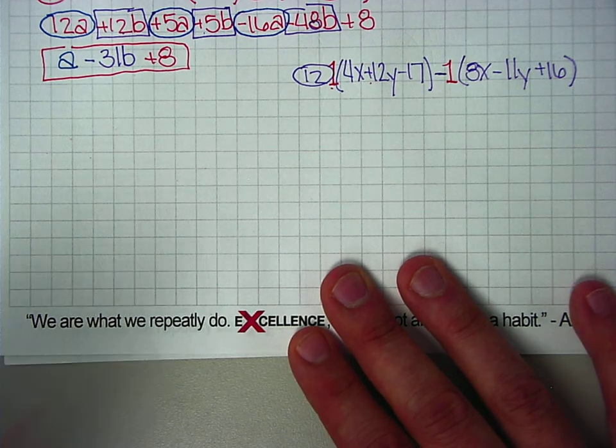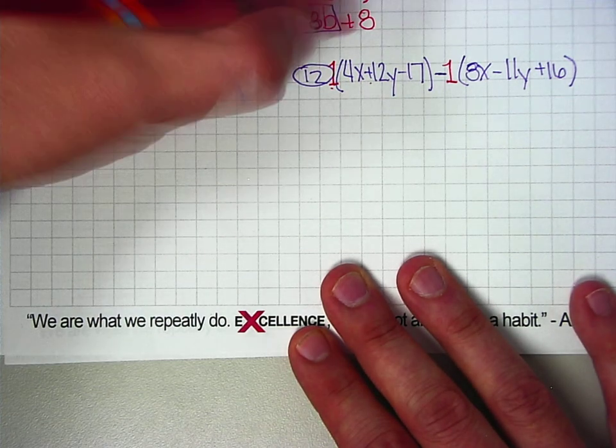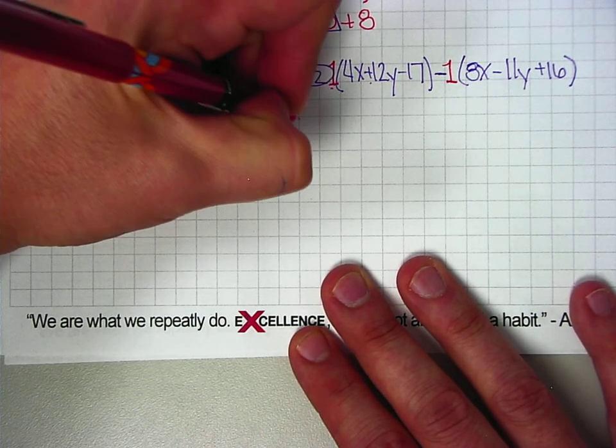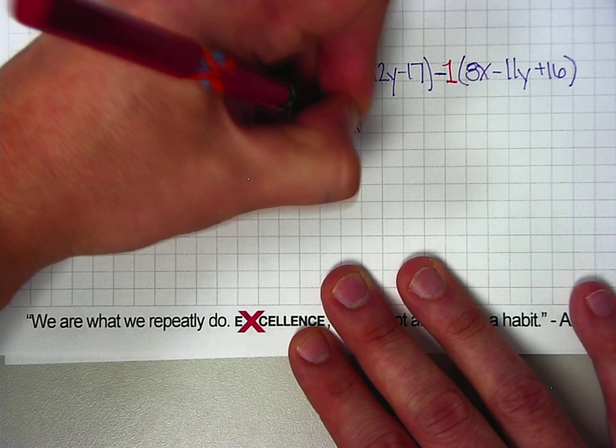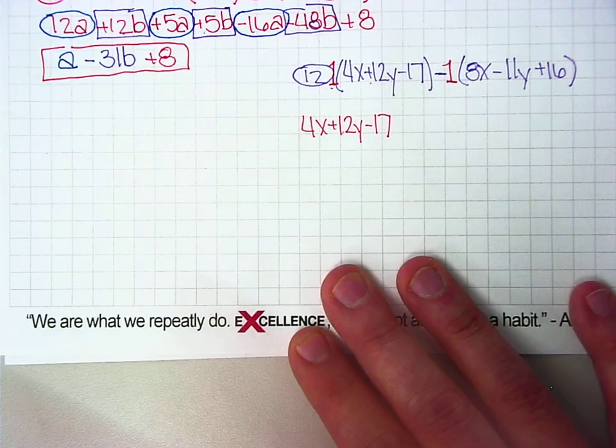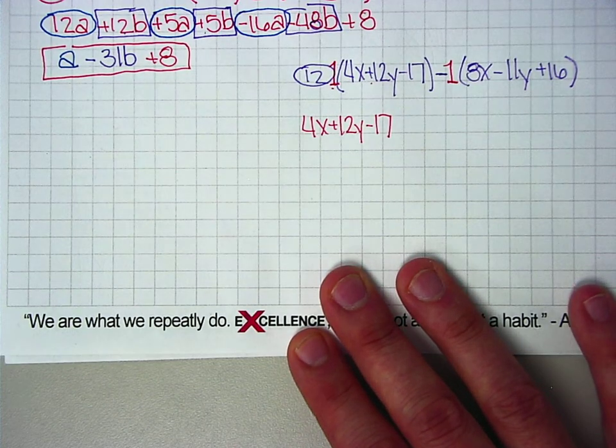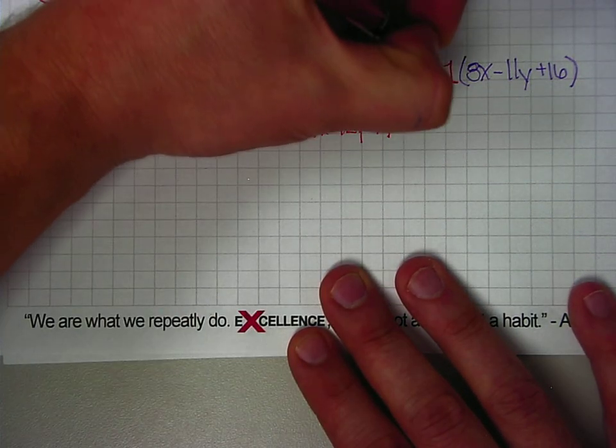So what I'm going to do now is rewrite this expression, and I can pretty much just drop the parentheses on the left side. 4x plus 12y minus 17. They had nothing to be distributed, so they just remain the same. Now I'll distribute the right-hand side.